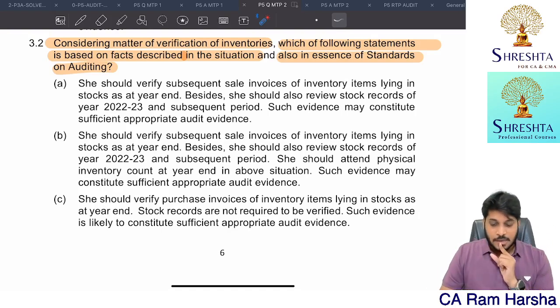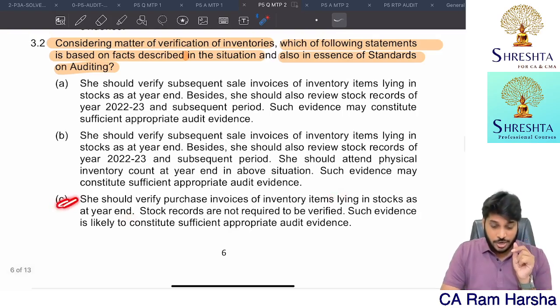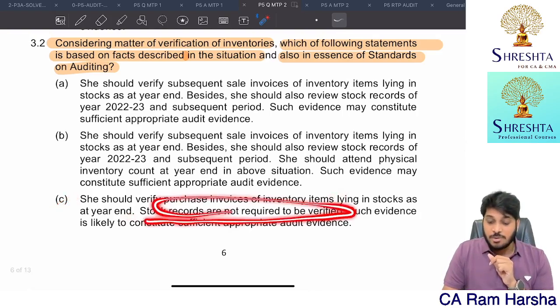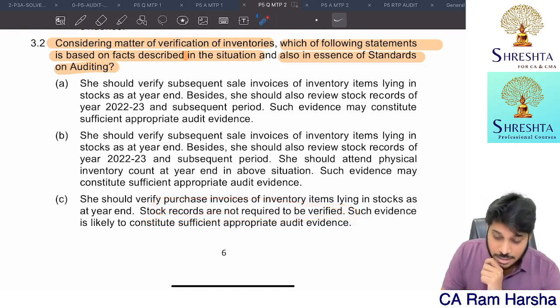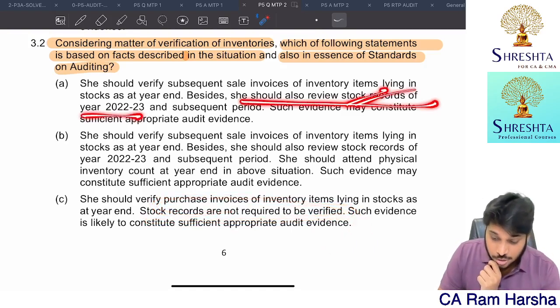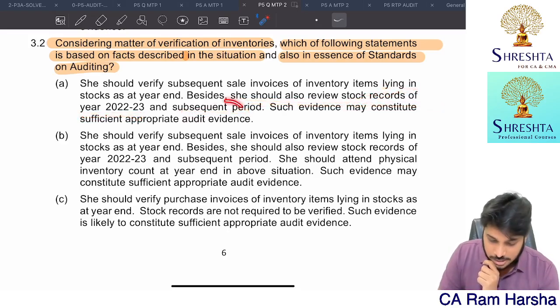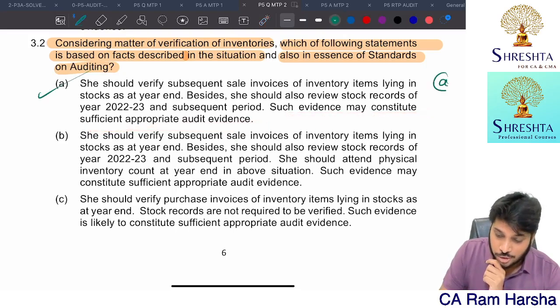That is correct. Actually, for closing stock, purchase invoice also we should verify. That is also correct. C answer also correct. But stock records need not be verified. They said, no, that is wrong. She should review stock records. This is also correct. Okay, and subsequent period, of course. Such evidence may constitute. Yes, I feel A is even more accurate.